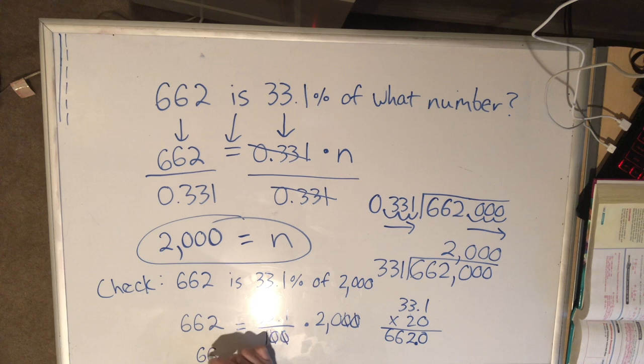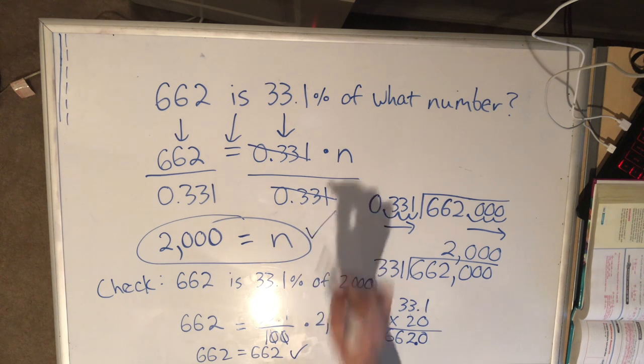So we get 662 equals 662, which of course is a true equation. So 662 really is 33.1% of 2,000. So 2,000 is the correct answer.